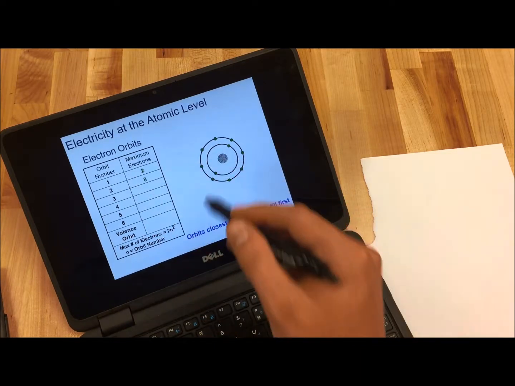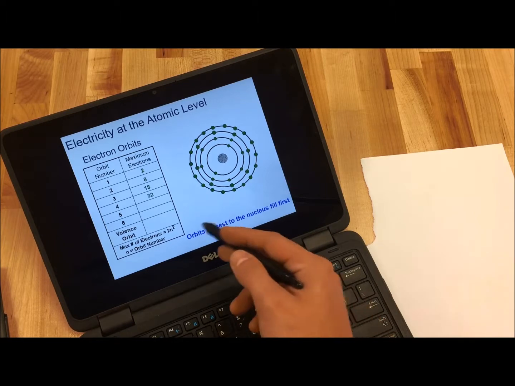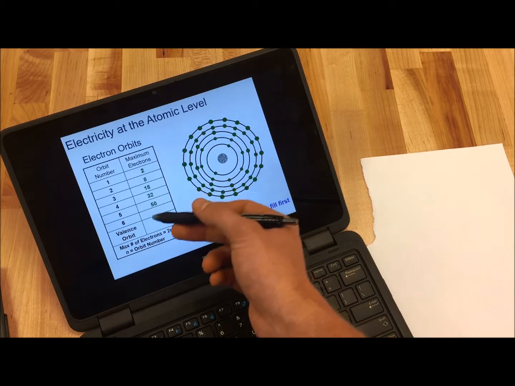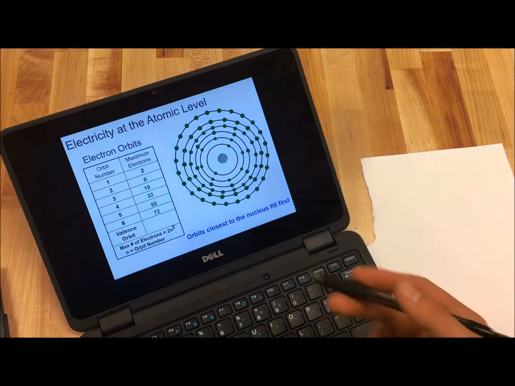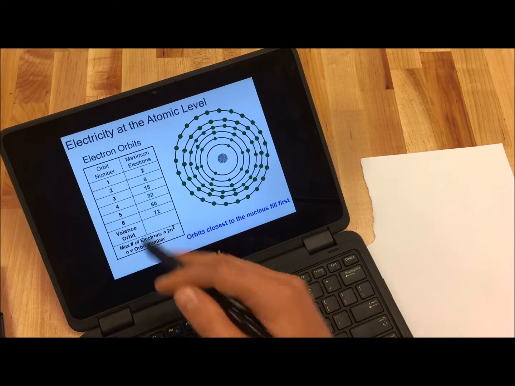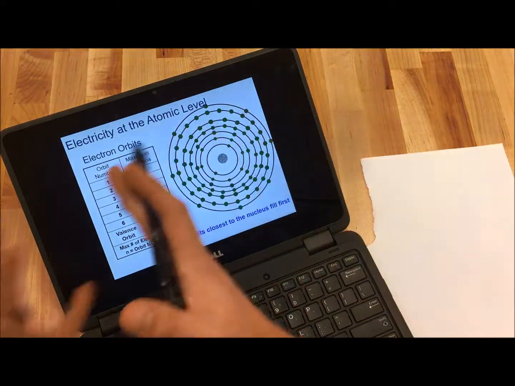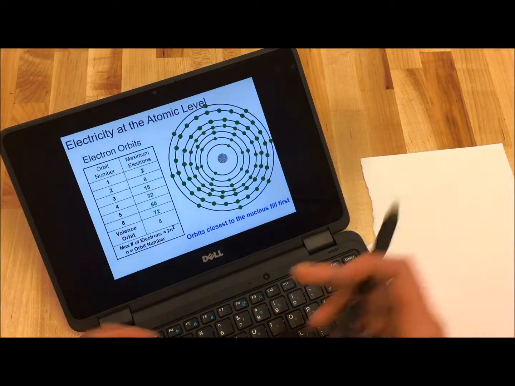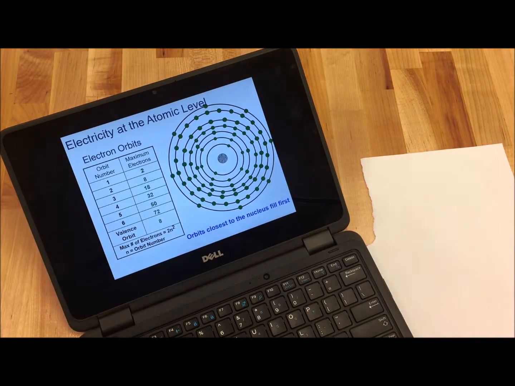Orbit 3: 3 squared is 9, 9 times 2 is 18. 4 squared is 16, 16 times 2 is 32. 5 squared is 25, 25 times 2 is 50. 6 squared is 36, and 36 times 2 is 72. And then in our valence orbit, you can never have more than 8. It doesn't matter how many orbits there are. There could be 72,000 orbits, and you can't have more than 8. And you can't have less than 0, but we know that because there's not anything less than 0.